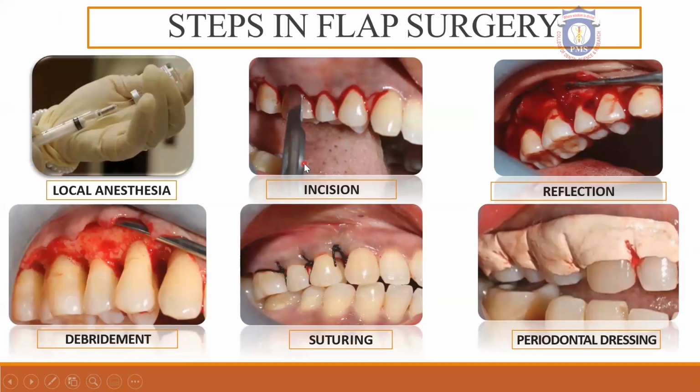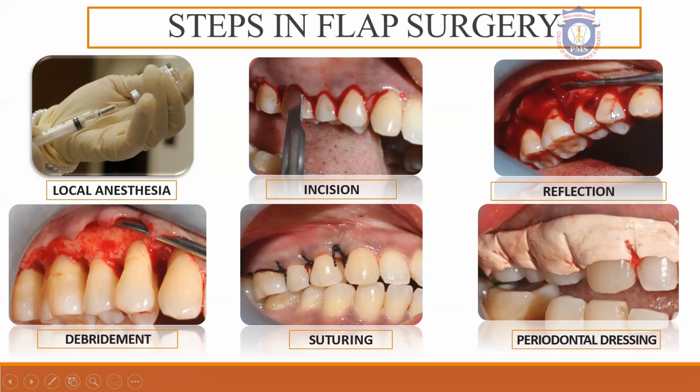So moving on to the steps in flap surgery. For any surgical procedure, initially you have to give local anesthesia, either infiltration or nerve block, depending on the site you are going to do the surgery. After attaining proper anesthesia, you can give incisions. We have already seen how the incisions are given, horizontal or vertical, depending on the technique you are going to perform.